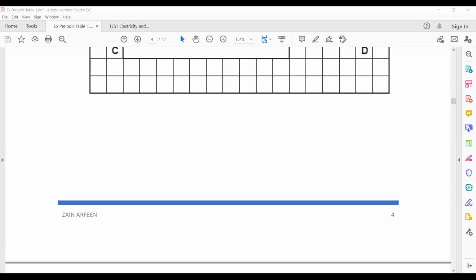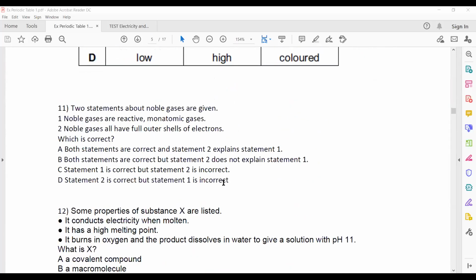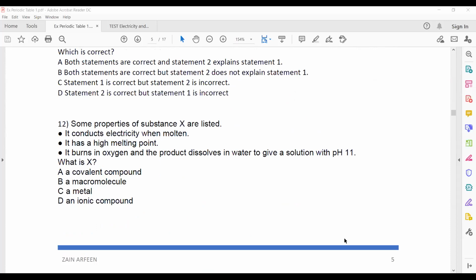Sir, question number 12. Okay. Mention in the chat so I will remember, because sometimes when I'm discussing, it's better to mention it in the chat. Okay, question number 12.